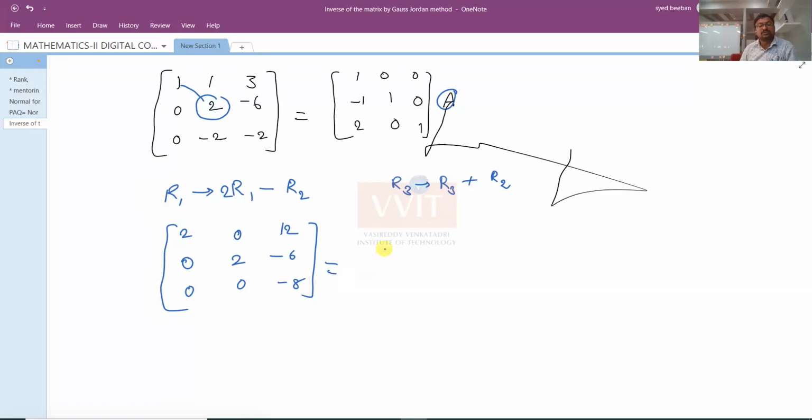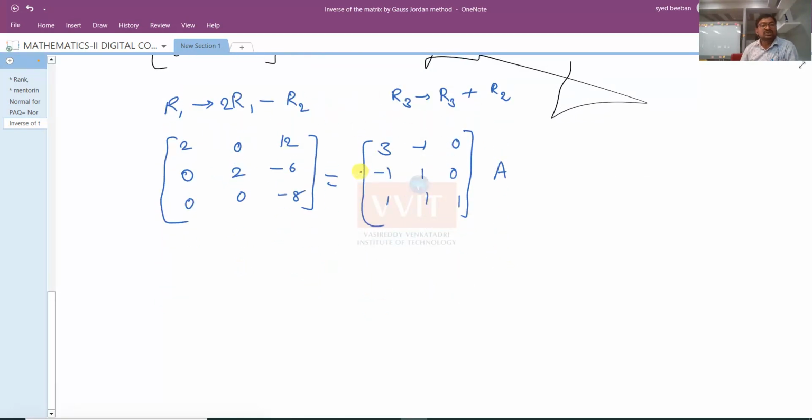Equals to the same I need to apply here. Second row will be as this, minus 1 1 0. First row will be 2 R1 minus R2. 2 R1 will be 2, 2 minus of minus plus, 2 plus 1 is 3, and 0 minus 1 is minus 1, and 0 minus 0 is 0. Here R3 plus R2: minus 2, minus 1 plus 2 will be 1, 1 plus 0 is 1, 1 plus 0 is 1. Yay.